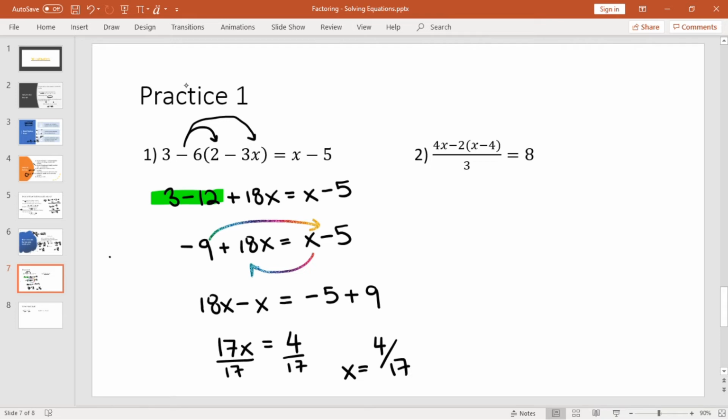Looking at the second question, we've got a lot going on, but I'm going to deal with it, because it's like there's invisible brackets all the way around this, so I'm going to deal with the 3 first. And in order to deal with the 3, I'm just going to write it here, I multiply both sides by 3. That leaves just a numerator.